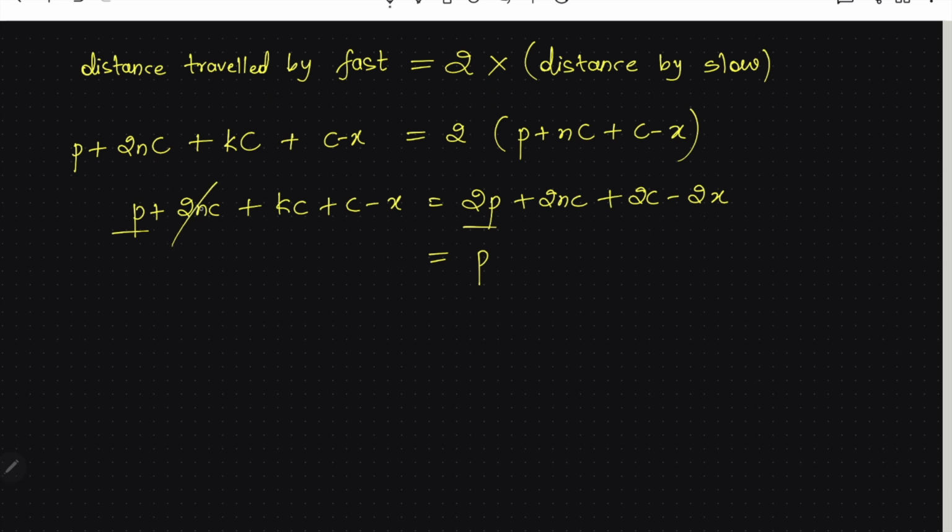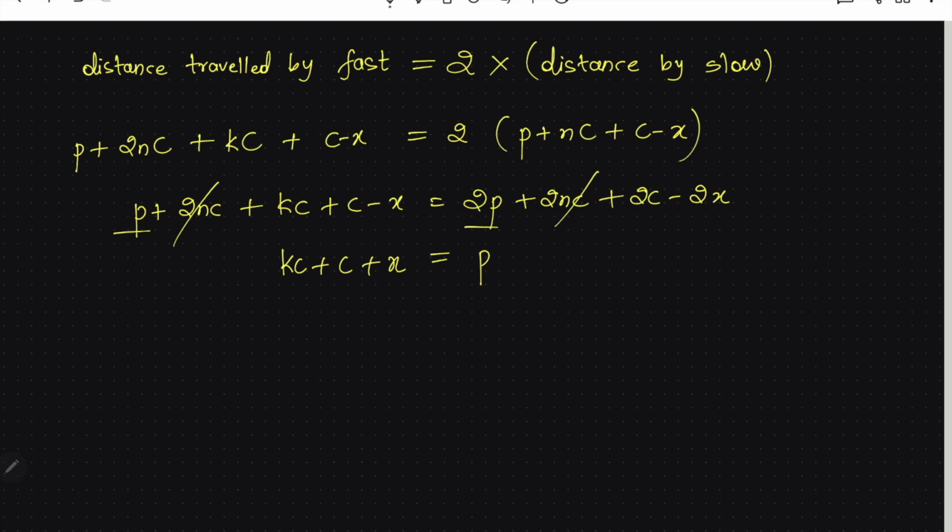So 2p minus p becomes p, and the 2nc will get cancelled, and we have kc. I'm getting a little bit confused here. Anyway, we are going to simplify this equation further. Because if we bring that x to the left side, it becomes minus x plus x. Let us simplify it again. P minus 2p, we are bringing everything to the left side, and then kc plus c minus x, and if we bring 2c to the left side, it becomes minus 2c, and if we bring minus 2x to the left side, it becomes plus 2x equal to 0.